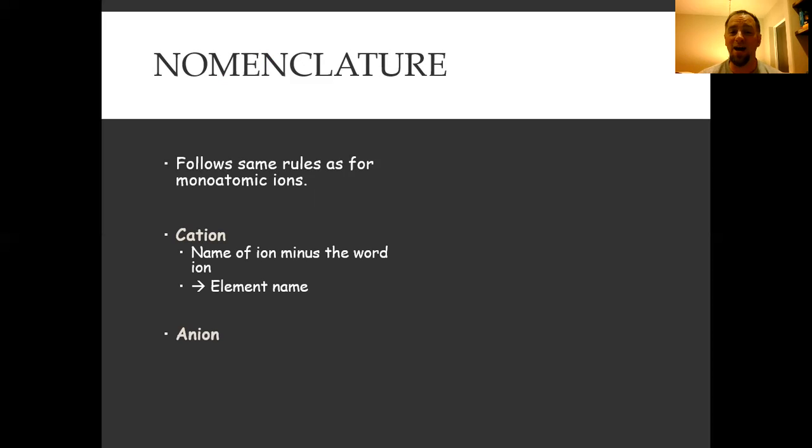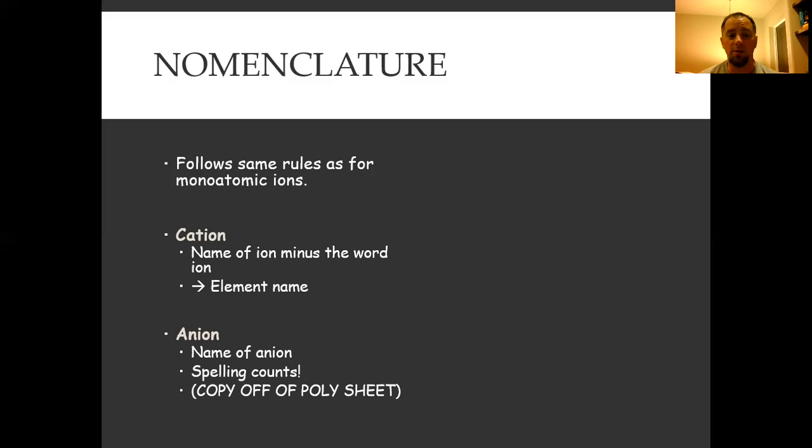Okay, and then the anion comes second in the name, and we just use the name of the anion. Okay, spelling counts. We're going to take a look at some of these polyatomic ions that have a difference in 1 letter, but they are definitely different compounds. So use your polyatomic cheat sheet in order to look these up and make sure you get the spelling right and the charges and formulas right for all those polyatomic ions.